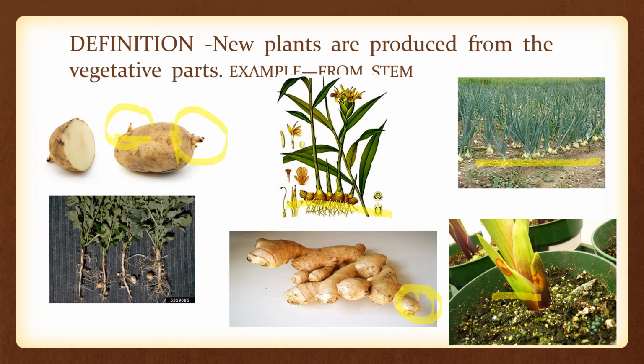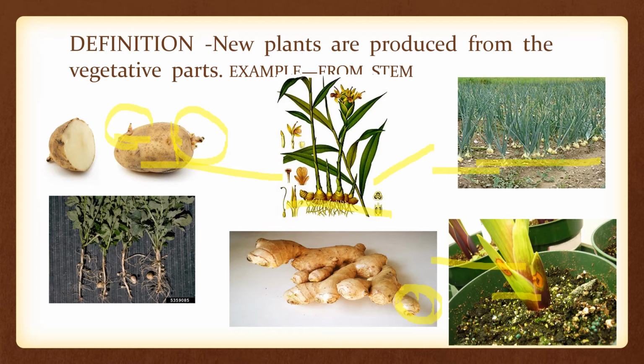So all these pictures are examples of vegetative propagation by stem. New plants are produced from the vegetative parts, especially from stem. One is potato, next one is ginger, next one is onion, and the next one is gladiolus. Even colocasia, that is arbi, is also reproduced vegetatively by stem. Okay, now another example of vegetative propagation by stem is cactus plant.